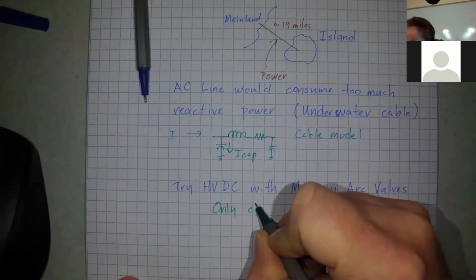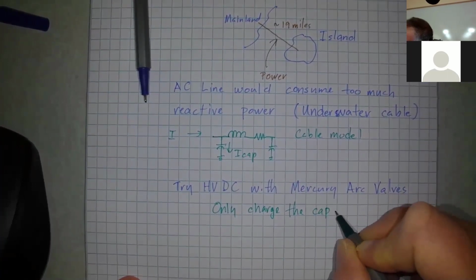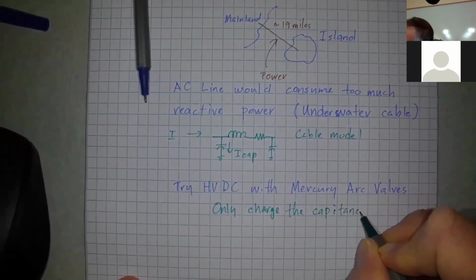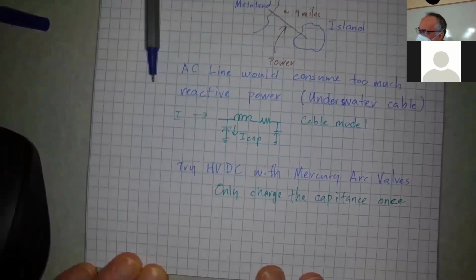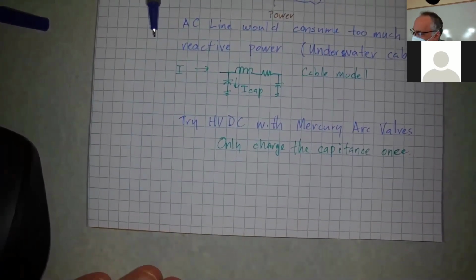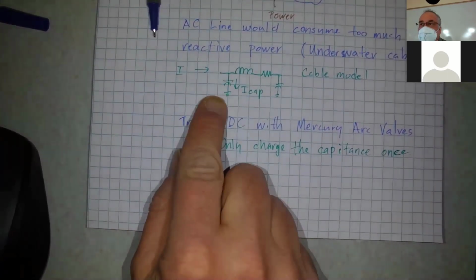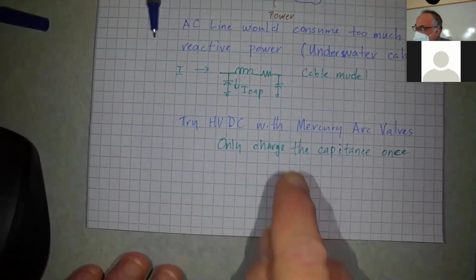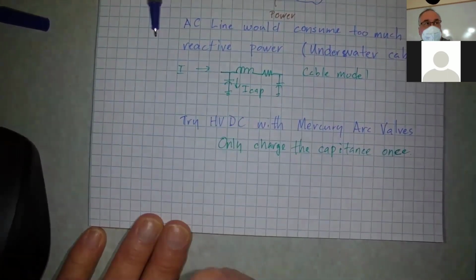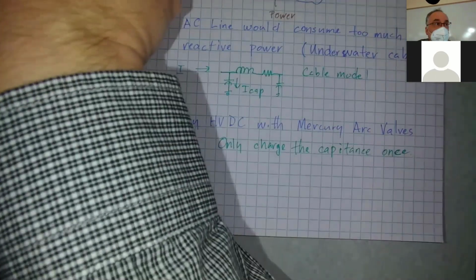Only charge up the capacitance once. Okay. So the first time you energize a cable, it's going to draw a lot of current into the capacitor, but then after the voltage is on the cable, what happens to that current? It goes away, right? With an AC system, we're going to have to keep charging and discharging those capacitors. With a DC system, it's only going to charge once.